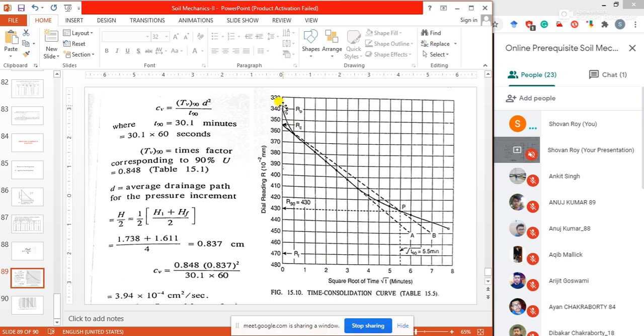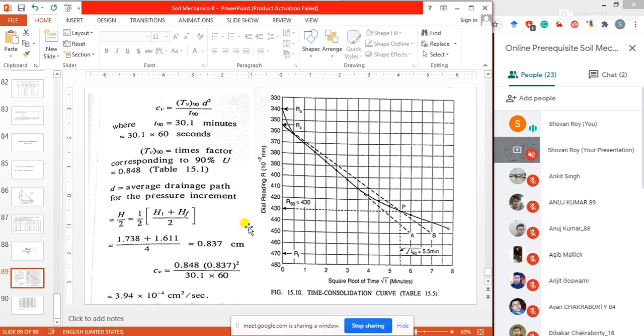Corresponding to time t0, when t equals 0, R equals R0. When time is 0, the starting initial time, our dial reading is R0, and also u is 0, the degree of consolidation is also 0, u equals 0.